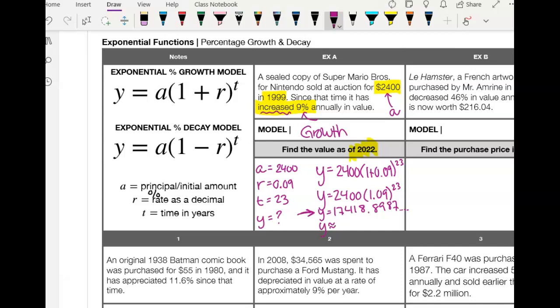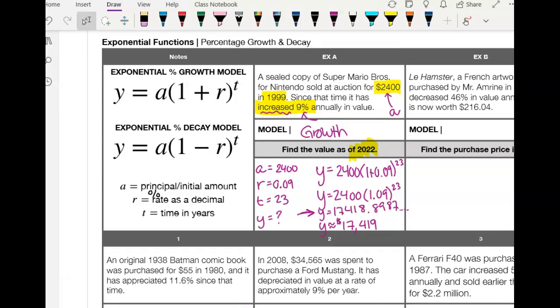So for me, I might have done this differently in class, but I'm going to go ahead and just round it to the nearest dollar. All right, since this said $2,400, I'm sure that they're not counting pennies when they're trying to figure out those values. So I'm going to just say that it was $17,419 approximately.